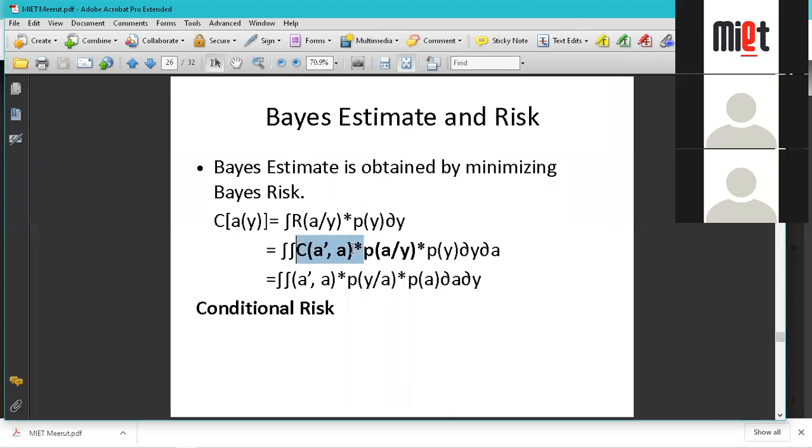Right, so this is nothing but the cost function. But this function is valid for the new method which I have proposed recently. So this kind of risk which we compute through this is a conditional risk. Please go to the next slide.